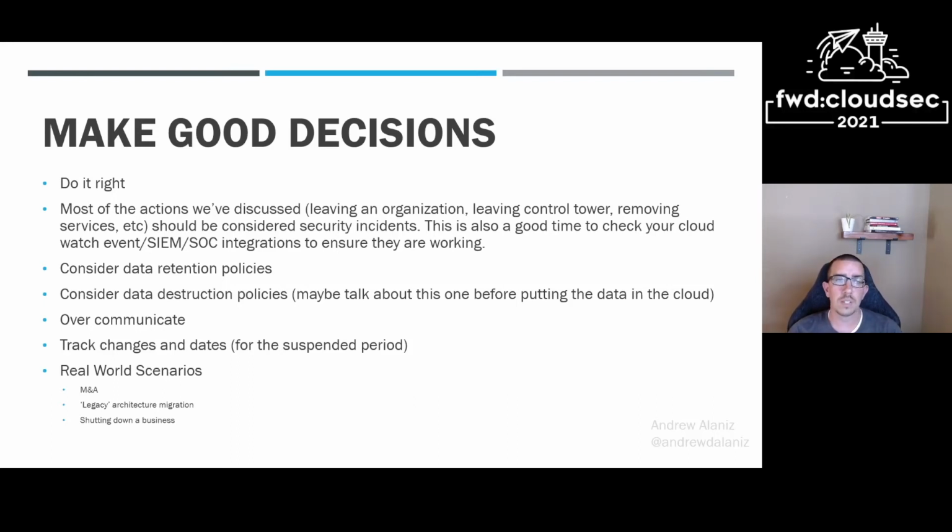Another piece is to consider data retention policies. One of the things that I've seen is that a lot of policies like this were created with the physical world in mind: hard drives, data centers, network cables, and didn't fully take into account ephemeral storage, EBS volumes, S3 buckets, etc. So this is a great time to talk with your app teams and with your lines of business to make sure that they understand this isn't something I can go recover. Once I do this, it's gone.